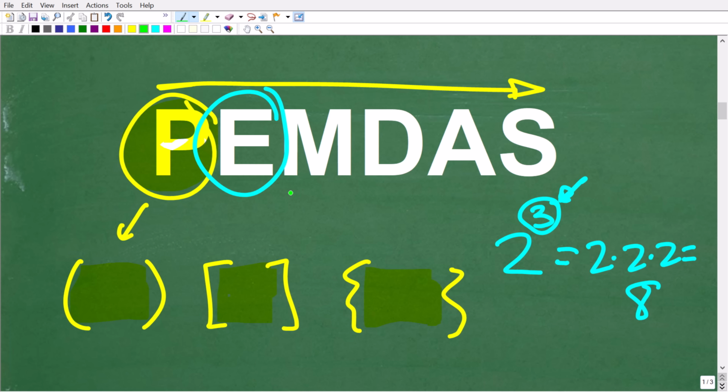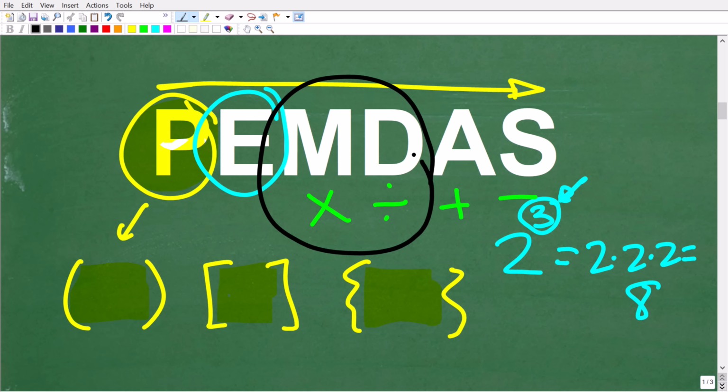Now, a lot of people are going to think that the next thing is M. Matter of fact, let me just tell you what M, D, A, and S stand for. M stands for multiplication, D stands for division, A stands for addition, and S stands for subtraction. Now, it seems logical that the next thing here is multiplication, but this is not exactly how PEMDAS works. The next thing actually is any multiplication and division, whatever we see first from left to right.